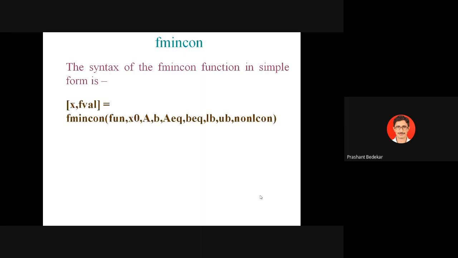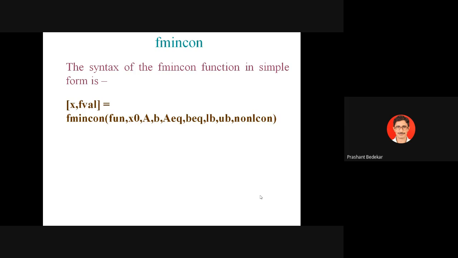The simplest form is like this: [x, fval] = fmincon. This is to be written in small letters only. If you write it in capital letters, that will be treated as a mistake. That will be wrong. Fun is a function.